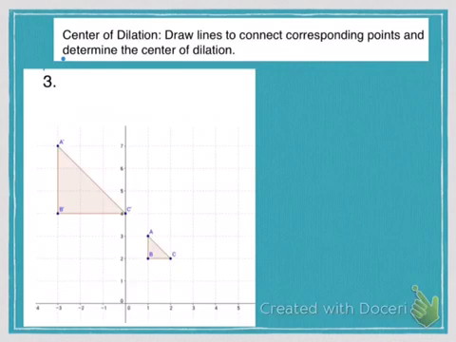Next, I want to find the center of dilation. So I want to draw the lines to connect the corresponding points to determine the center of dilation. So I'm going to connect my corresponding points. My corresponding points are A in the pre-image and A prime in the image. I want to draw a line to connect those points.